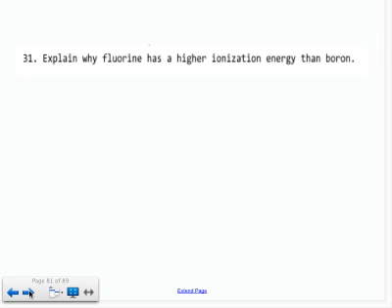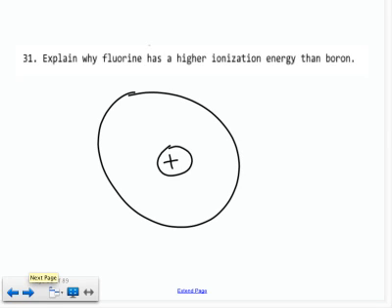Explain why fluorine has a higher ionization energy than boron. Fluorine is farther to the right, so that is the trend, but the reason that it has a higher ionization energy than boron is because when you've got the positive charge in the nucleus, and you've got electrons around the outside. Now, fluorine and boron both have their valence electrons in the second energy level. Fluorine has more electrons and more protons. The protons all get added in here. The electrons are being added out here to the outer ring, but they're not being added any farther away.